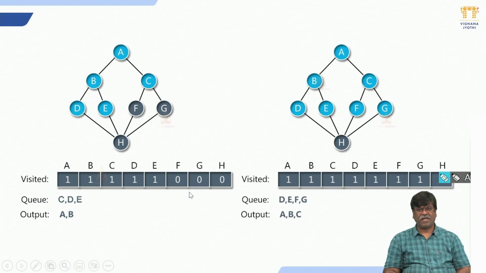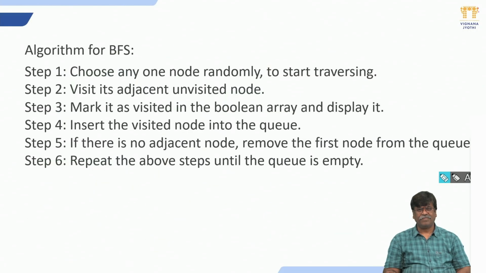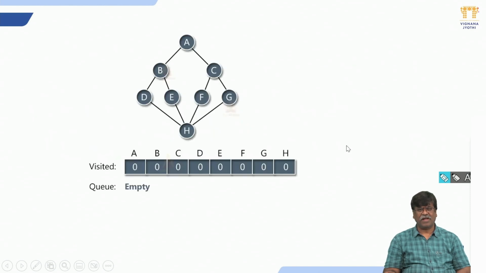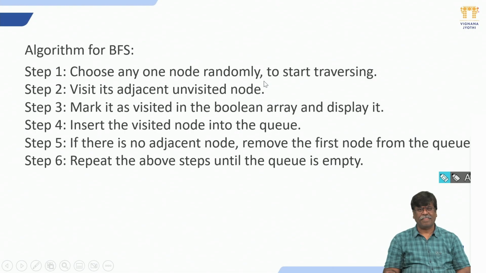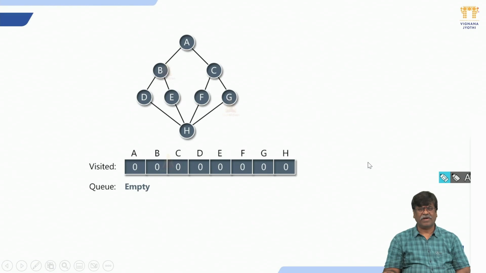Coming to the algorithm steps for BFS. Choose any one node randomly to start your traversing. In this example, I started from vertex A. Next, visit its adjacent unvisited node. Mark it as visited in the Boolean array and display it. The next step is to insert the visited node into the queue. Whatever nodes you are visiting, those visited vertices you are keeping in the queue. If there is no adjacent node, remove the first node from the queue and repeat the above steps until the queue is empty. That is what exactly we did.